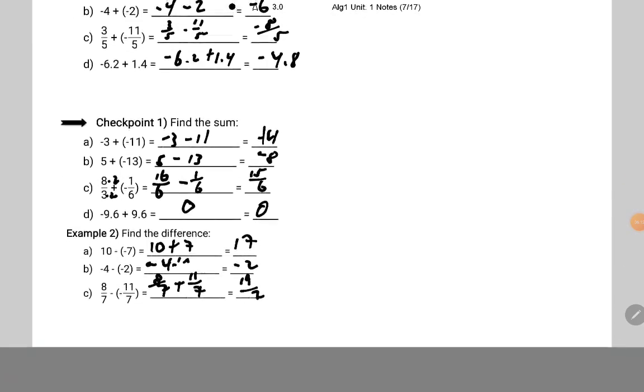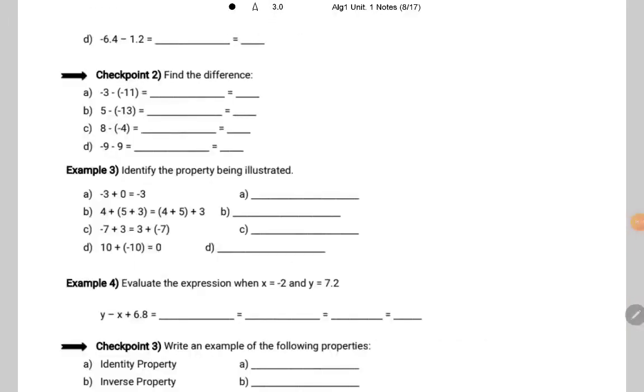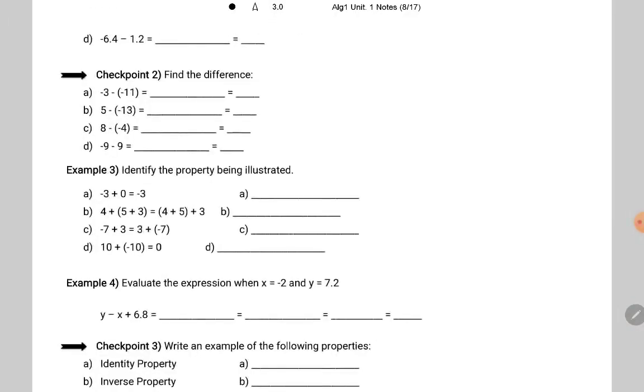Okay, let's move on to the next. Negative 6.4 minus 1.2. So we're adding more negative. So that would be negative 7.6.